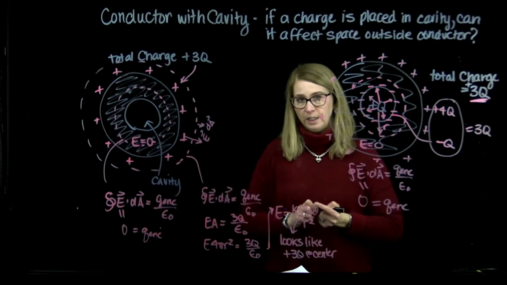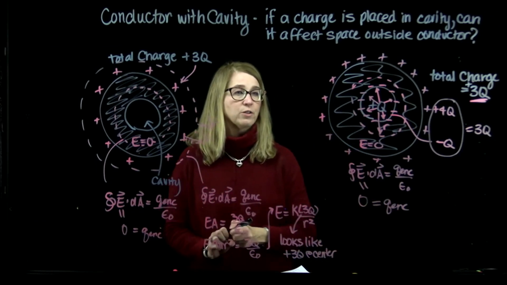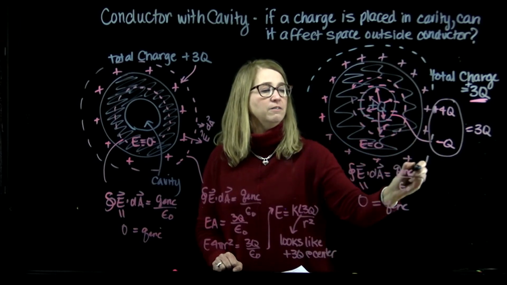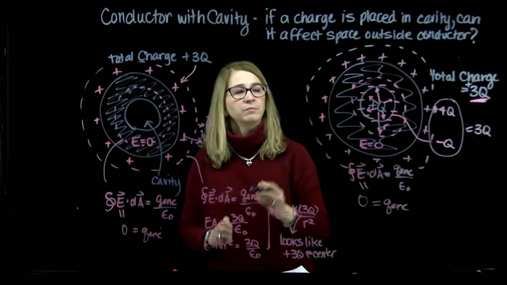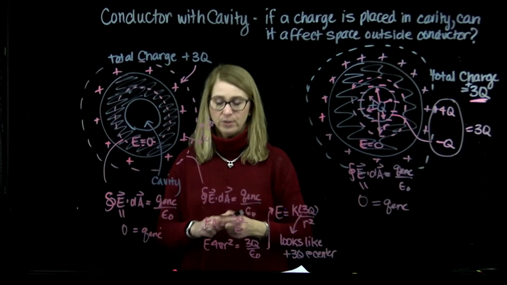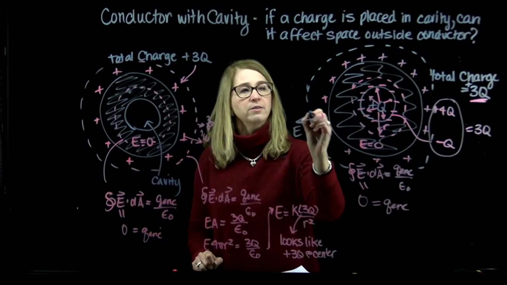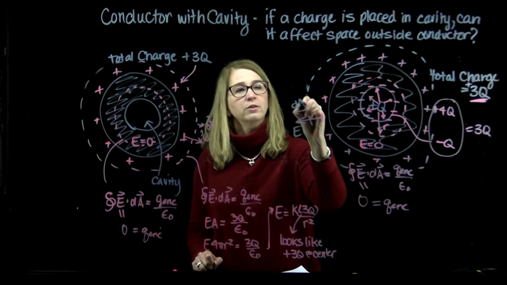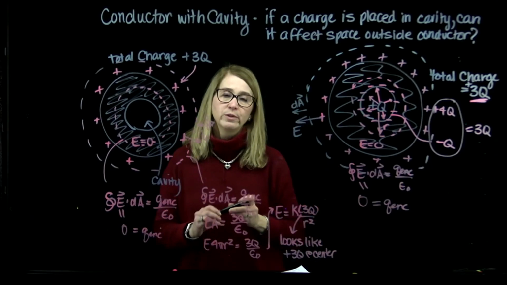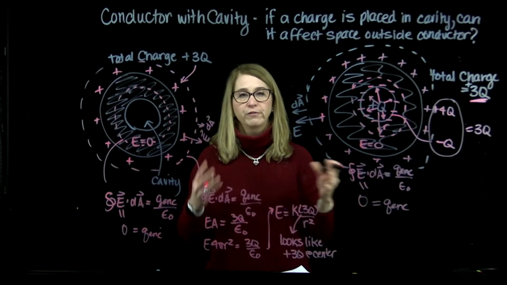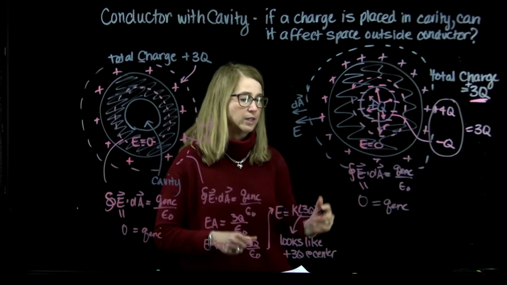And finally, we have to ask ourselves, well, what does this look like outside of the conductor? So we take another Gaussian surface, because now we have this electric field looks like this, the area vector that looks like this. Now let's see what the end result is here today for the electric field that is created in this scenario.